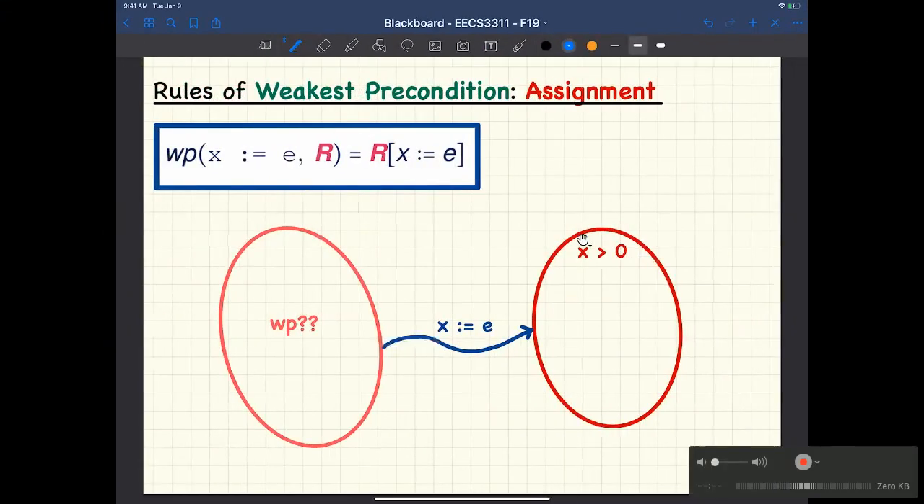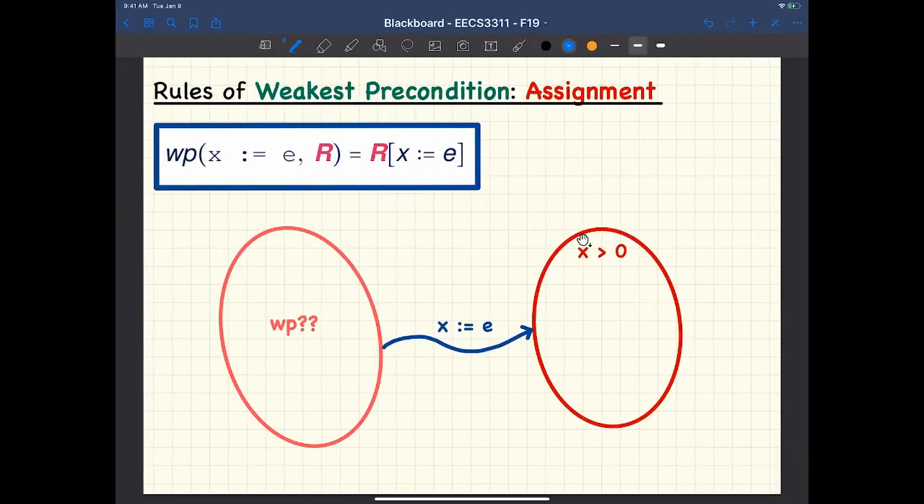Let me show you a little bit of diagram. Let's say the postcondition I would like to have after this assignment is X should be larger than 0. And the only implementation I have in my program is to assign X to be E. So now you tell me, what should be the weakest precondition? E is greater than 0. That's it.